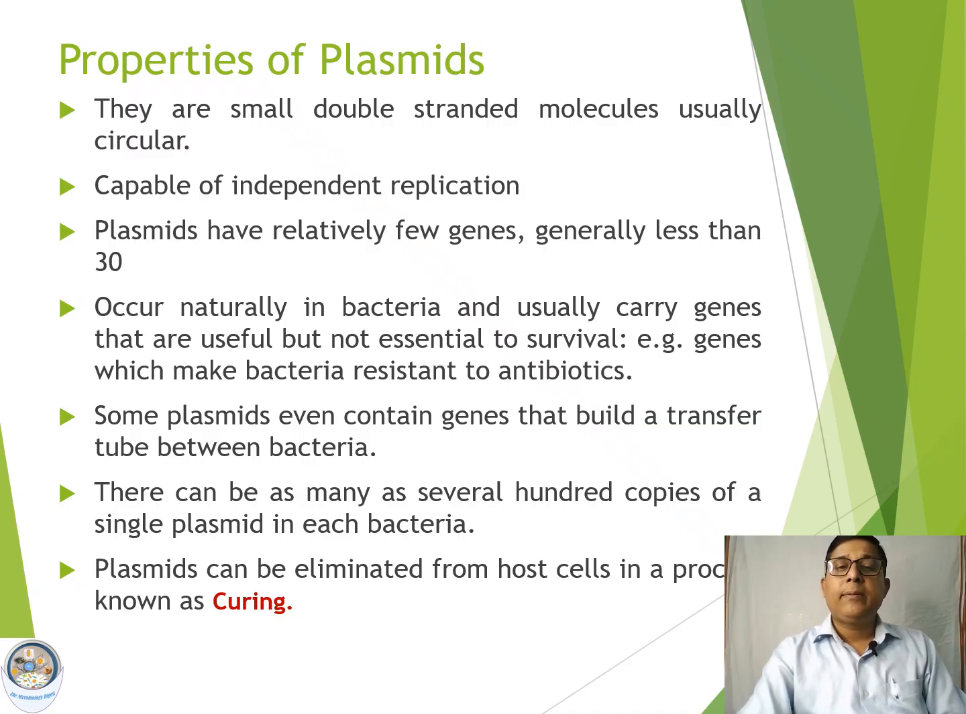Some plasmids even contain genes that help in forming the transfer tube, which we have already discussed during the conjugation process. So they help in the conjugation process also. Plasmids can be eliminated from the host bacteria by a specific process called curing. Curing is the process by which plasmids can be eliminated from the host bacterium.